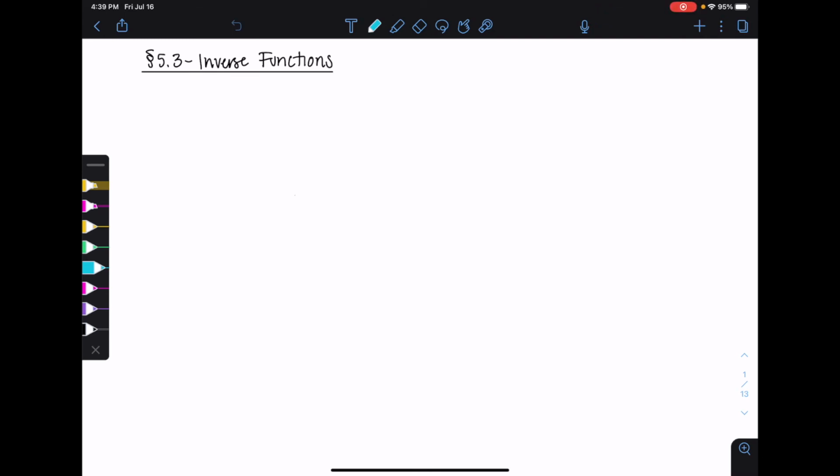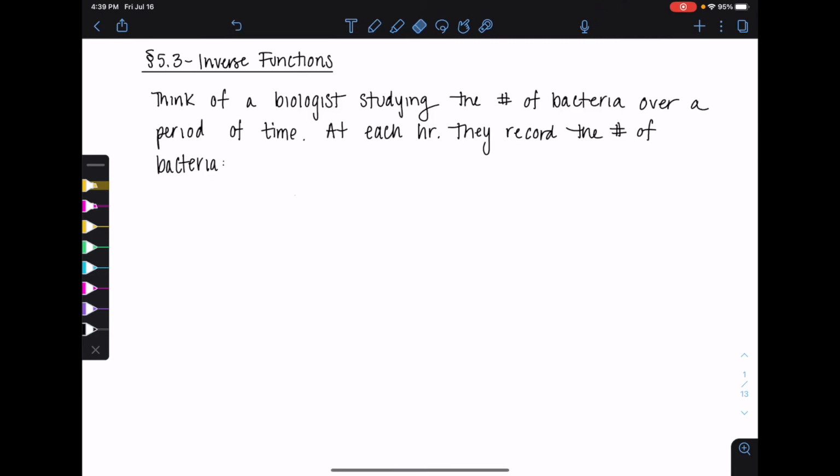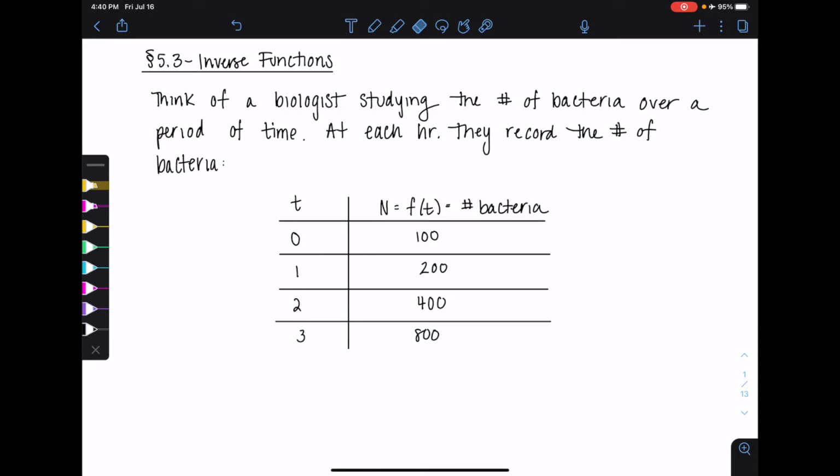Today's the day we get to dive deeper into inverse functions. To think about this more generally, let's think of a biologist studying the number of bacteria over a given period of time. Every single hour, they're going to record the number of bacteria. So that's some function of time. We'll call it n. After 1 hour, there's 100 bacteria, 200, 400, 800. So basically every hour, the number of bacteria is doubling.